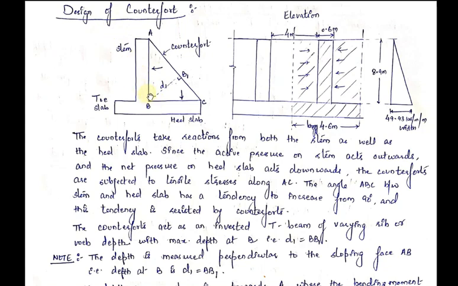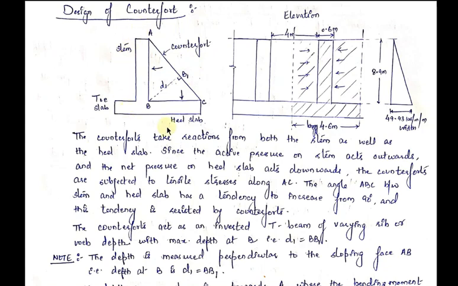And when this happens, the original angle of 90 degrees tries to increase. But since these two components are connected by a counterfort, this increase of the angle is resisted by the counterfort, and in doing so, tension is induced in the counterfort along this sloping surface. Since tension is induced along this sloping surface, the main reinforcement is provided along this sloping surface.